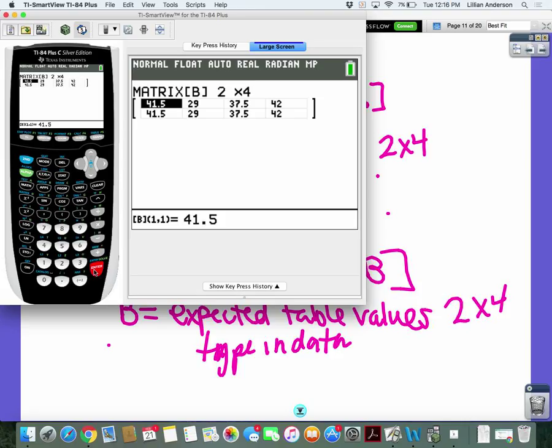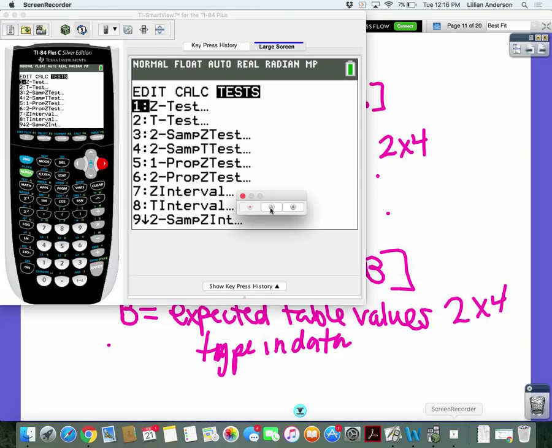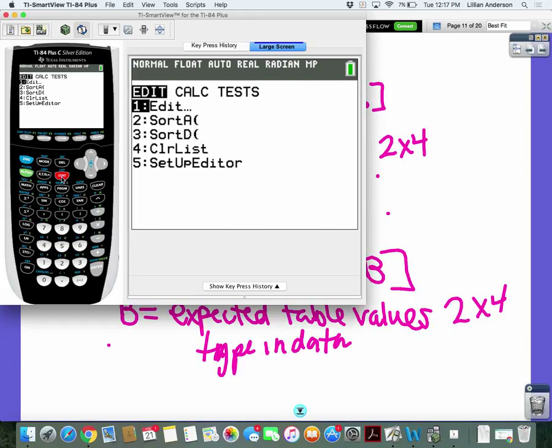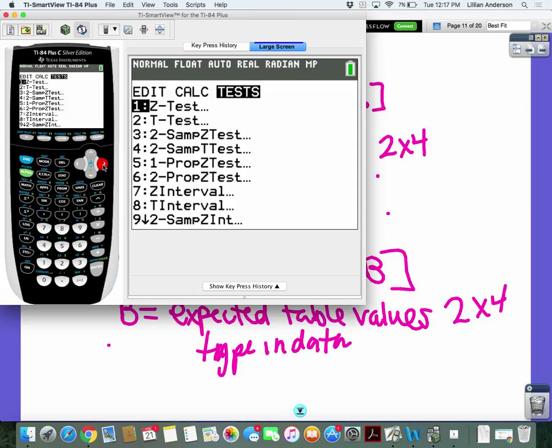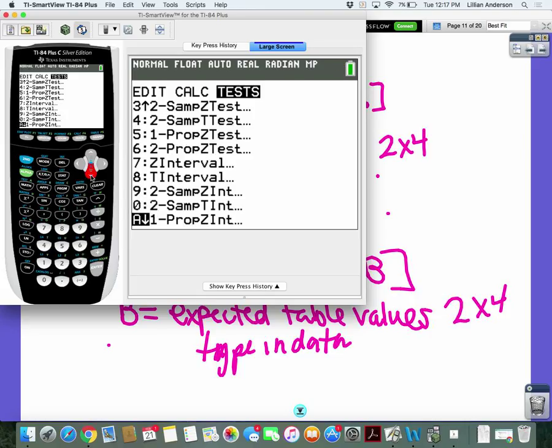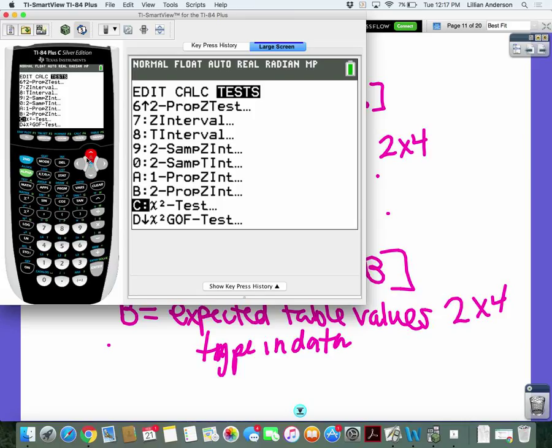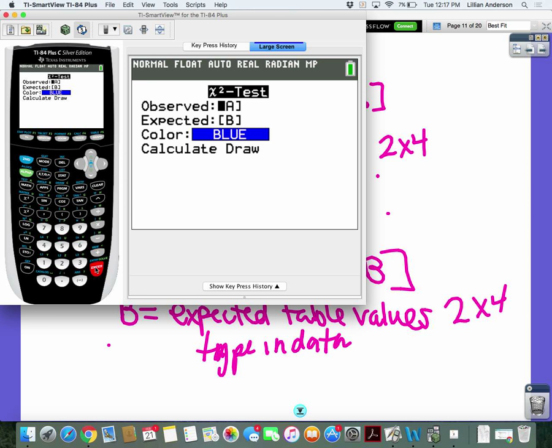So now, here is how we calculate the chi-squared statistic using our calculator. What we do is we go to stat. So you press the stat button. You go over to test, because this is the chi-squared test. And then we want to go down to where chi-squared test is. So we scroll down. There it is. It's option C, and you click enter.